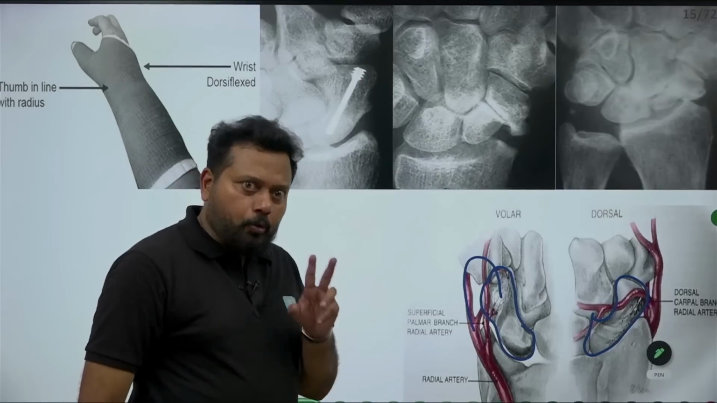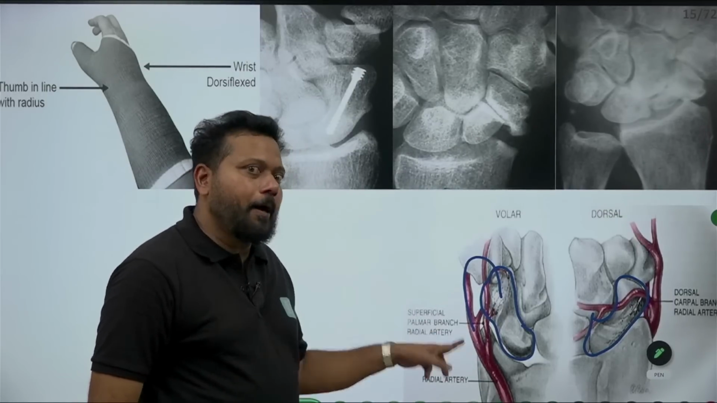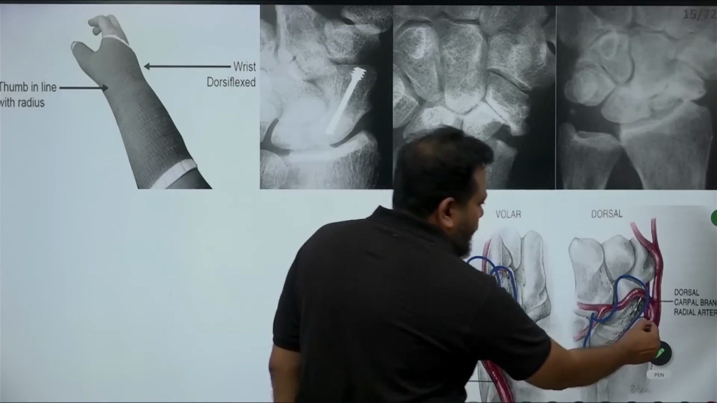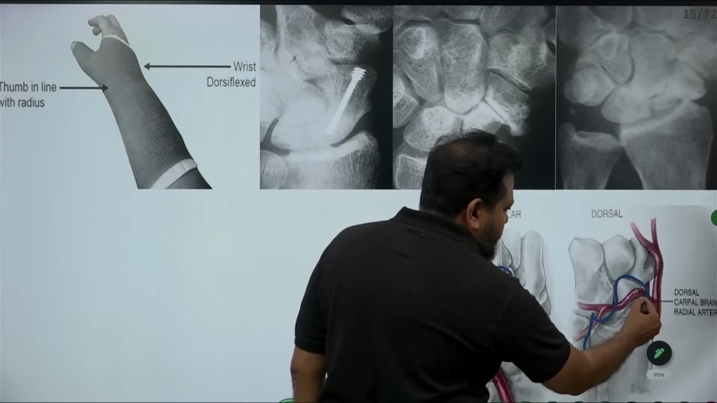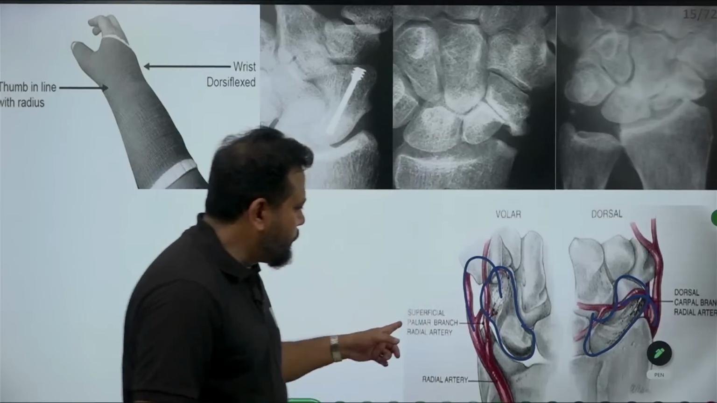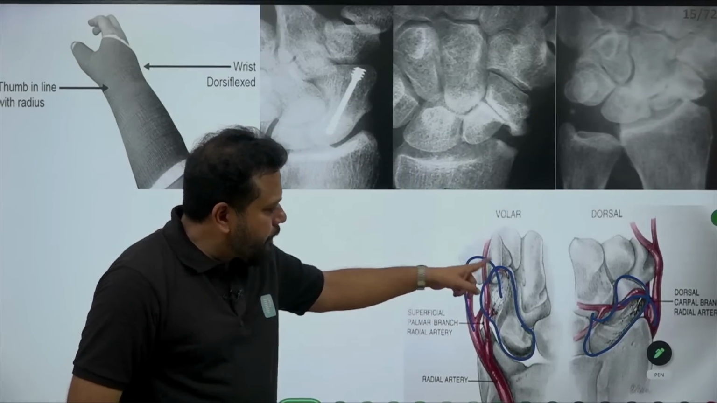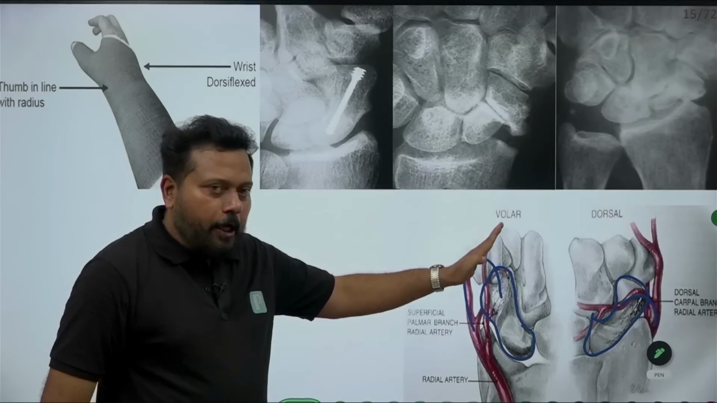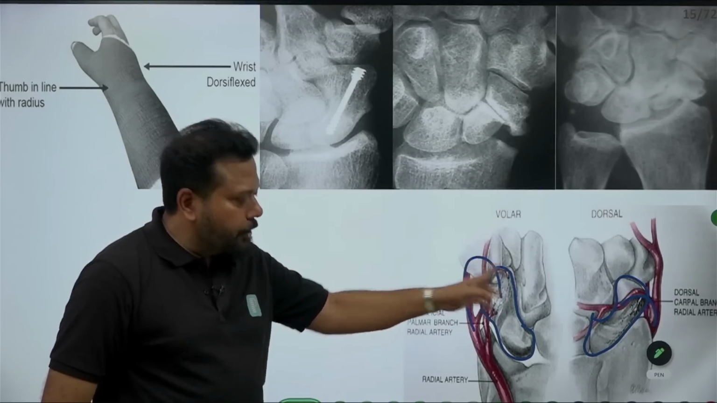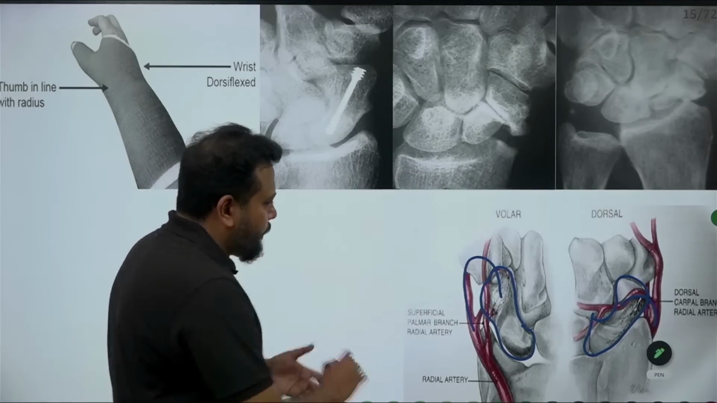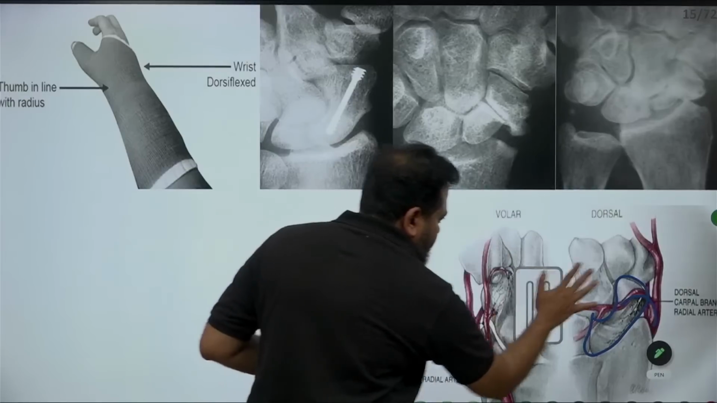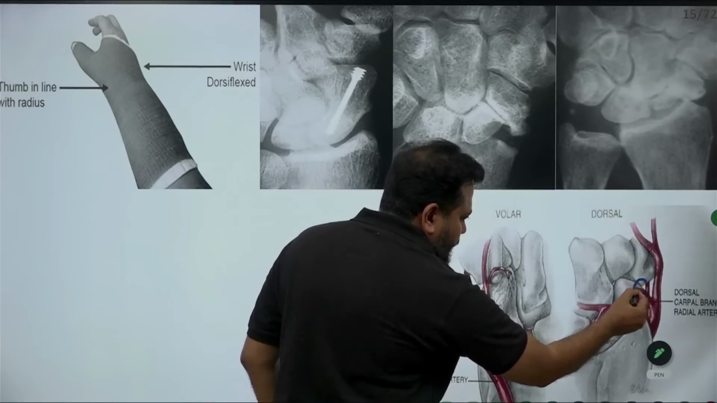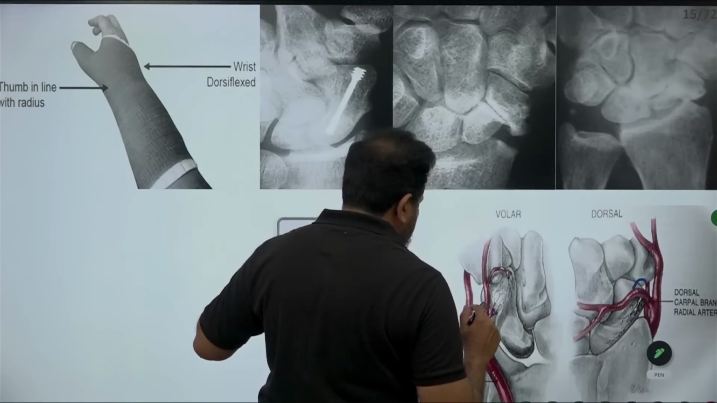Radial artery gives two branches. One is a superficial palmar branch, another is a dorsal carpal branch. The dorsal carpal branch also enters through the distal pole. So the superficial palmar branch of radial artery enters through the distal pole, and the dorsal carpal branch of radial artery also enters through the distal pole of the scaphoid. So scaphoid is like this. You see, both the vessels enter through the distal pole.